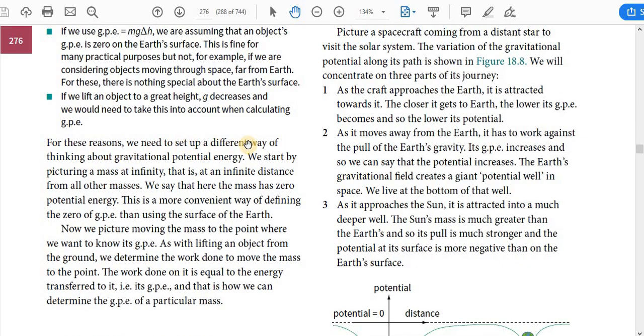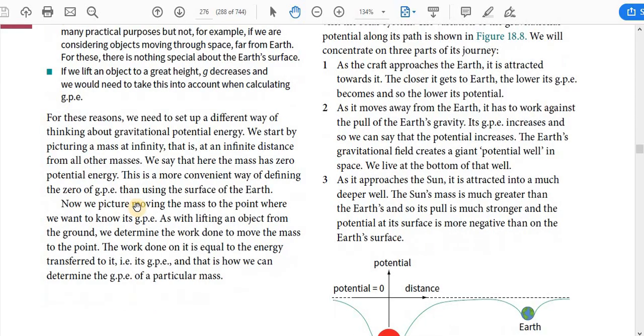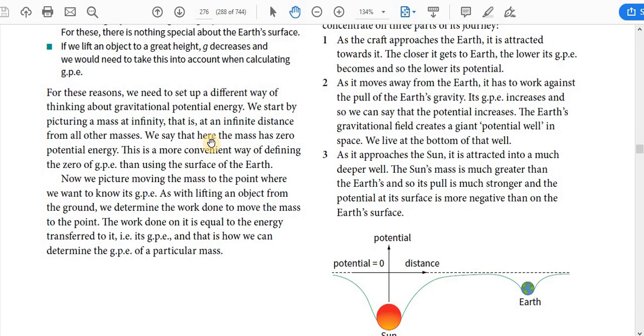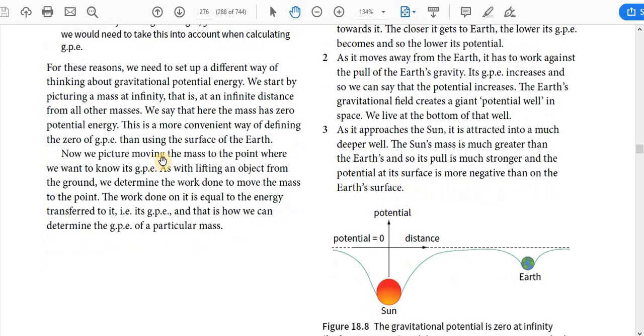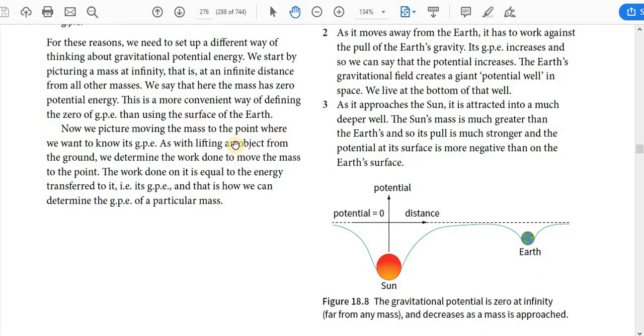Okay, for these reasons we need to set up a different way of thinking about gravitational potential energy. We start by picturing a mass at infinity, that is at an infinite distance from all other masses. We say that here the mass has 0 potential energy. This is a more convenient way of defining the 0 of gravitational potential energy than using the surface of the earth. Now we picture moving the mass to the point where we want to know its gravitational potential energy. As with lifting an object from the ground, we determine the work done to move the mass to the point.